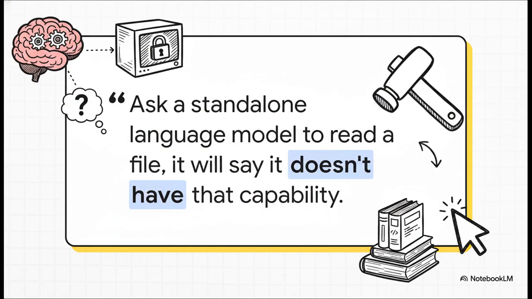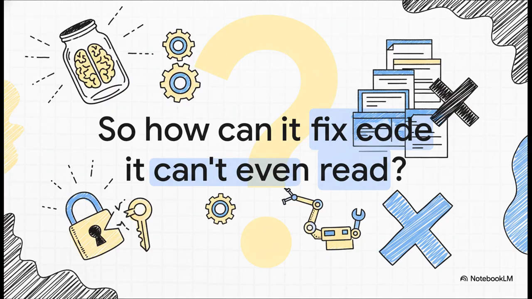And this really drives the point home. If you could somehow talk directly to that language model, to that brain, and ask it to read a file, it would just tell you, sorry, I can't do that. I don't have hands or eyes. It's just a text machine. Which leads us to the big question, right? How in the world can this thing fix a bug in your code if it can't even read the file that the code is in? How does the brain get out of the jar?